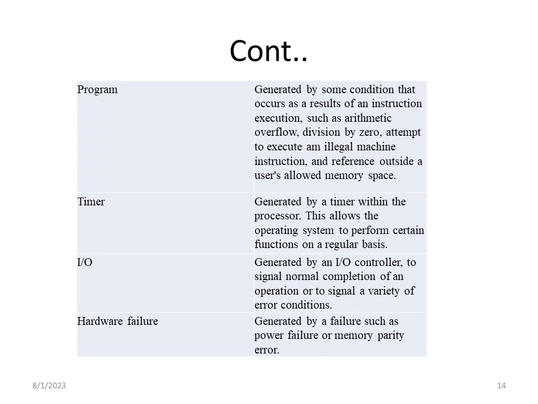These are some of the major interrupts: program interrupt, timer interrupt, input-output interrupt, and hardware failure interrupt. The program interrupt is generated by conditions that occur as a result of an instruction execution, such as arithmetic overflow, division by zero, an attempt to execute an illegal machine instruction, and reference outside a user's allowed memory space. The timer interrupt is generated by a timer within the processor, which allows the operating system to perform certain functions on a regular basis.